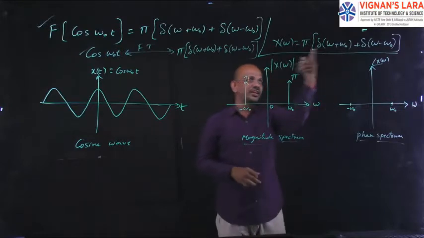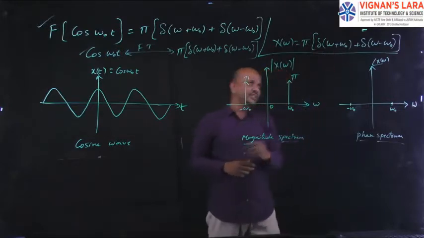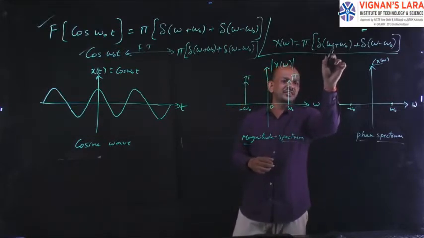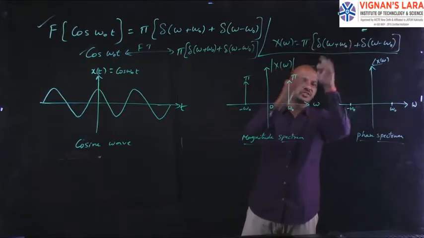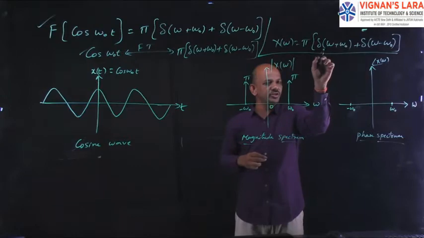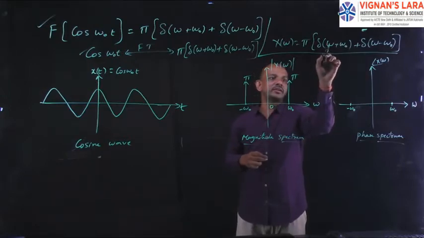Here I have to take the ω values. This function has a value of 1, only when the value inside the bracket is 0. When will it be 0? Whenever the ω value is equal to minus ω₀.